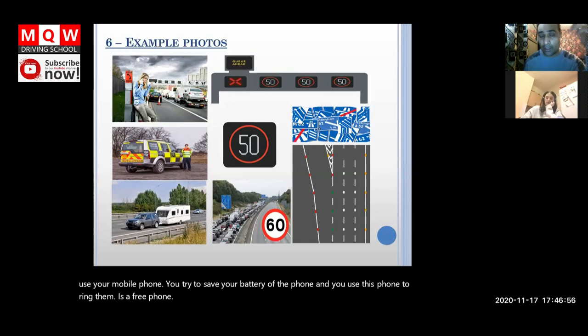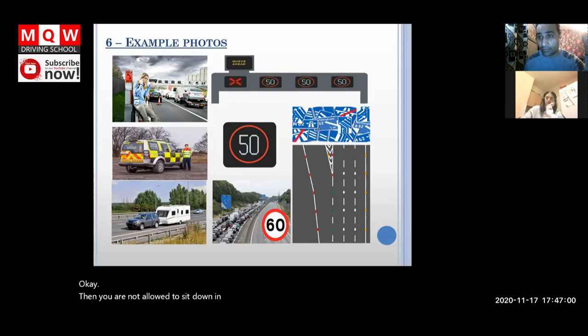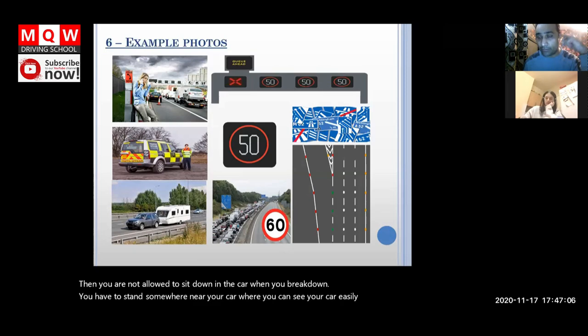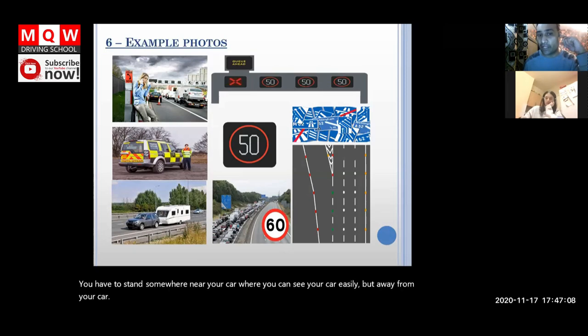Yeah. Okay. Then you are not allowed to sit in the car when you break down. You have to stand somewhere near your car where you can see your car easily, but away from your car, not putting yourself in any kind of danger.